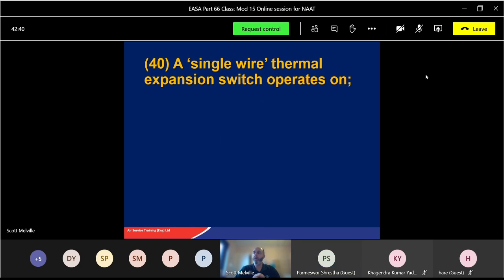A single wire thermal expansion switch operates on what principle? 28 volts DC. Sort of. I'll maybe change the question. I'll put what power supply. I'll maybe change this question to that one. So single wire thermal expansion operates on standard AC. Okay, I'll change the question. I'll change the wording on that one. Okay.